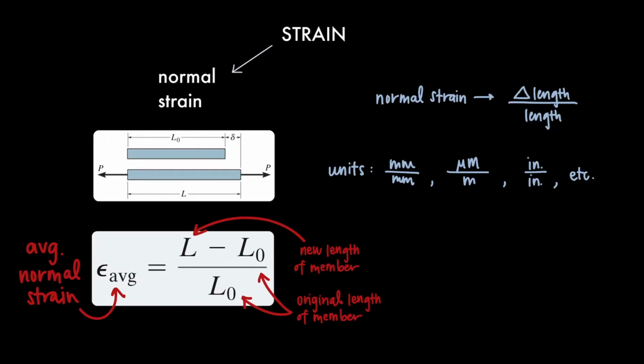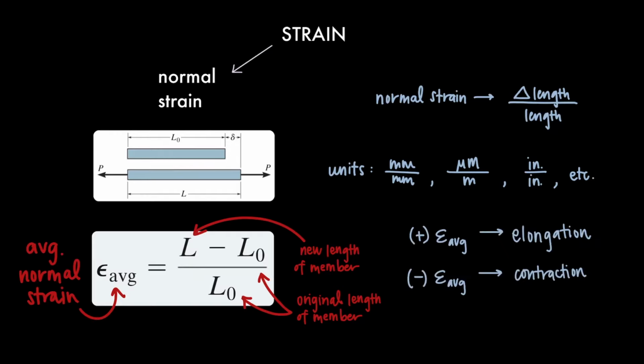Normal strain is essentially a change in length per unit length. So it's technically dimensionless because the length units would cancel out. But it's best to still use units, and we write the units in terms of a ratio of length units. For example, we would write millimeters per millimeter, micrometers per meter, inches per inch, etc. If the value of normal strain is positive, then the body elongated, and if the value is negative, then it contracted.